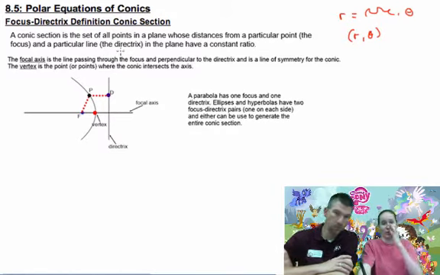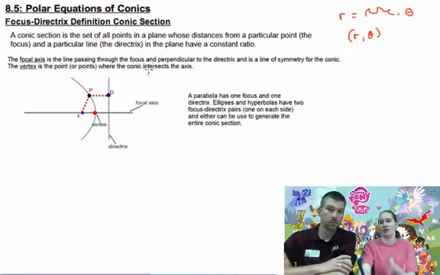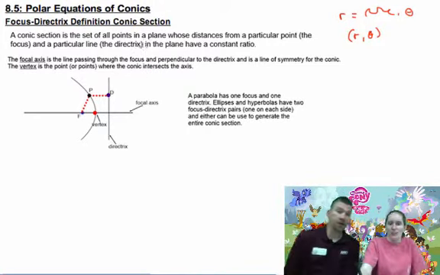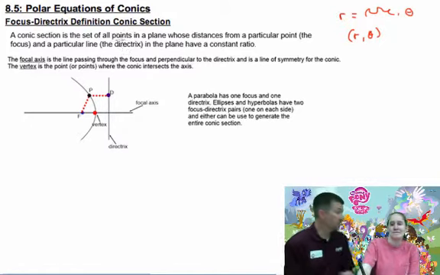A conic section is the set of all points on a plane whose distances from a particular point, which we call the focus, and a particular line, the directrix, in the plane have a constant ratio. I believe the only one we actually talked about a directrix with was the parabola, but we can talk about having a directrix with all of them. And here's the cool thing: polar coordinates actually make it easier to write some of these conic sections.